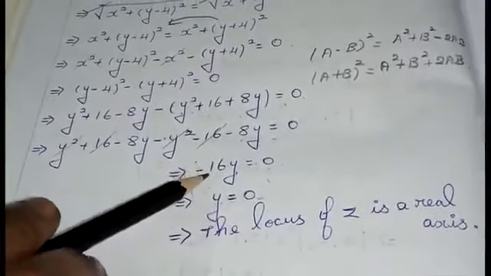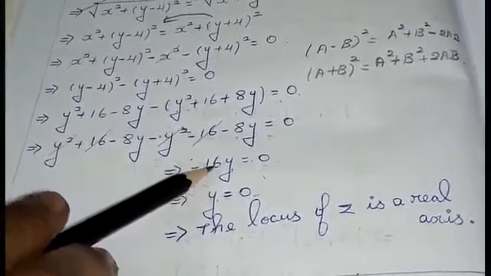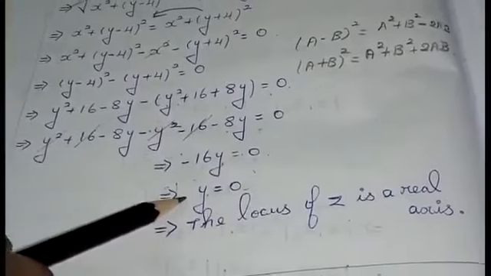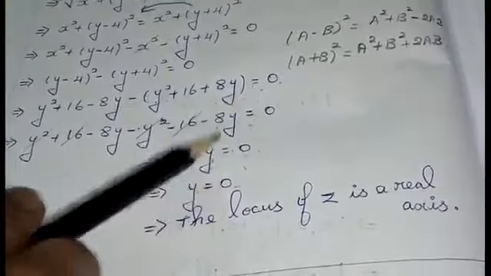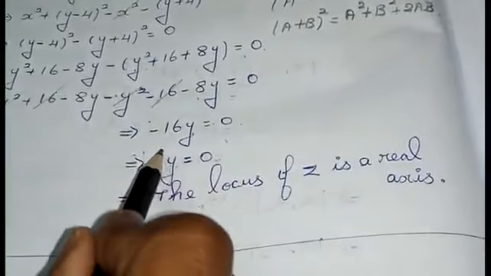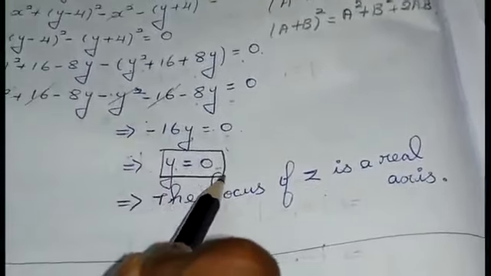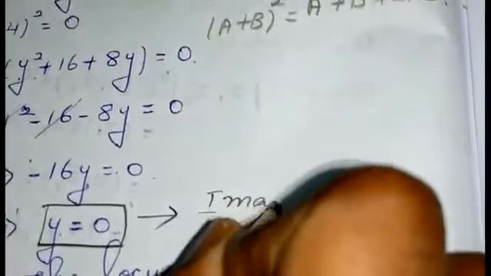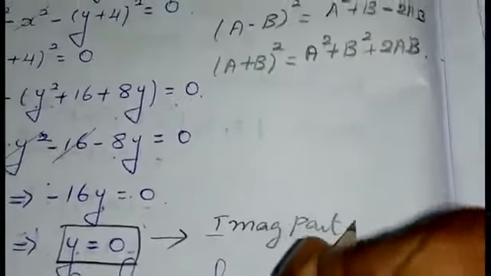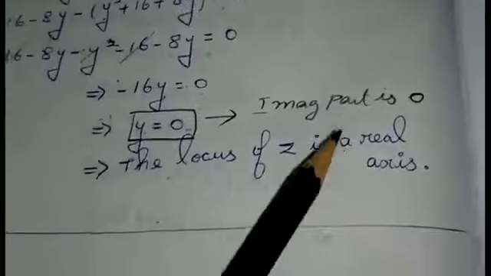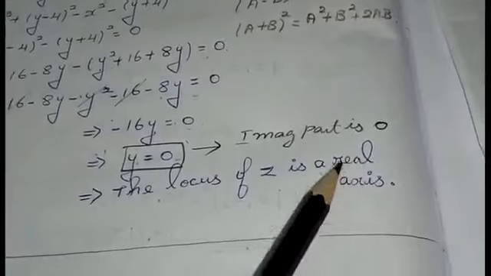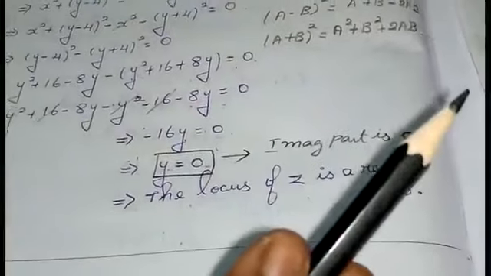Again, what I am doing here is cross multiplying the term. Minus 16, if I bring it here, 0 divided by minus 16, we will be getting 0. The remaining alphabet I am having here is y equal to 0. So according to this sum, y equal to 0 means I can say that the imaginary part is 0. If the imaginary part is 0, then I can tell that the real part exists. That is, the locus of z is the real axis. Next we are going to do the second sum.